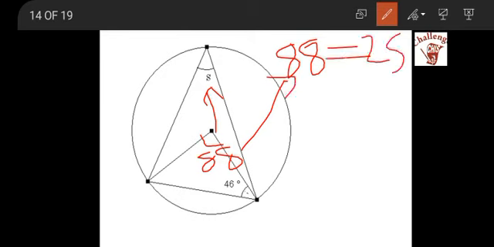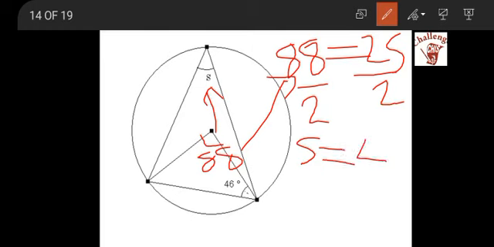Then we make S the subject of the formula by dividing this by 2 and this also by 2, and then we get that S equals 44. That means S equals 44.